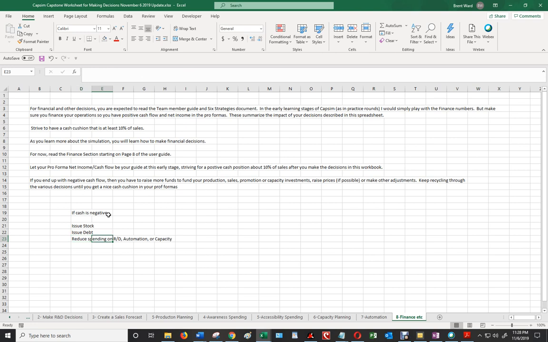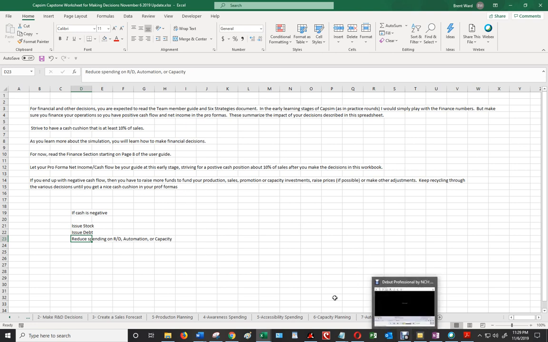Okay, so that's what you do in order, in an iterative way, to make sure that you end up with a positive cash position for that particular product. And then you repeat the process again for the other products that you have. So I hope that helps enlighten you as to how to do decisions in the overwhelming amount of data found in Capsim Capstone. Thanks.